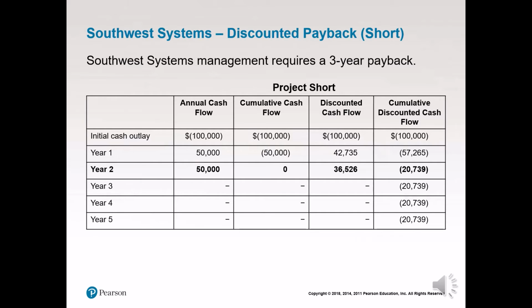The same criteria would be used if we were to do the discounted payback for the long project for Southwest Systems. Again, the company would determine that they would need to collect or to have a payback based on a certain time period, such as 2 or 3 years, and then you would calculate the new payoff, and if it meets the criterion, then it's a go.